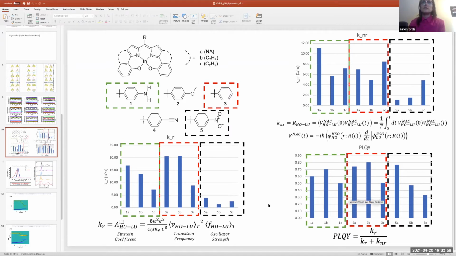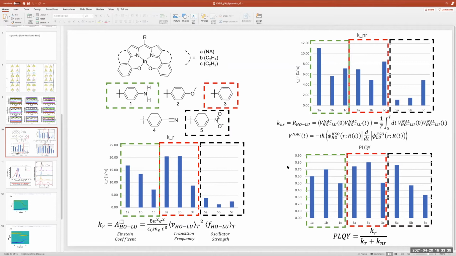And the bottom right figure is the photoluminescence quantum yield, so it's the ratio of the radiative rates to the non-radiative rates. The thing that stuck out to me is that for the luminescence quantum yields in the bottom right figure, the 1 and 3 functionalizations, the green and red boxes, follow a similar trend.